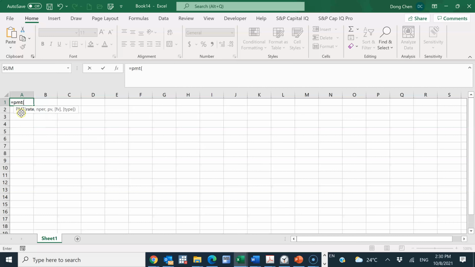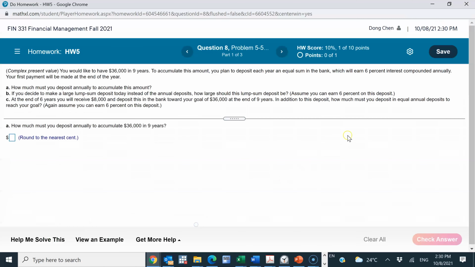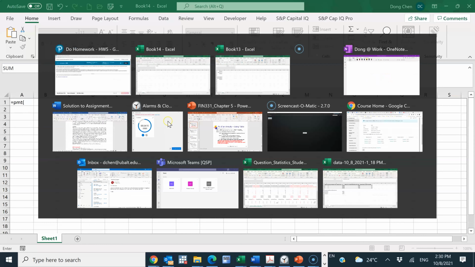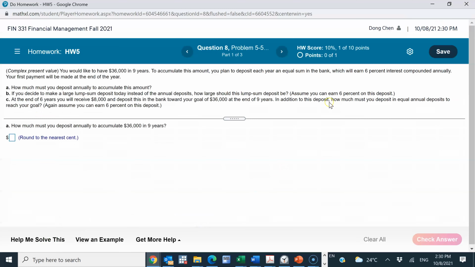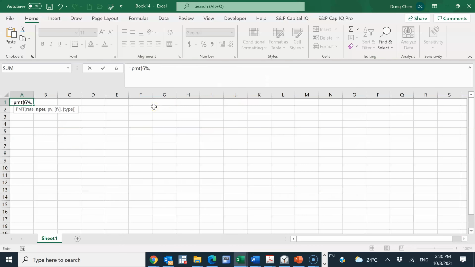And you can see there are many arguments here. The first one is the rate. That stands for the interest rate, right? The interest rate here is 6%, so we just put that in. And NPER stands for the number of annuity payments. In this case, it's 9 years, so 9 is the NPER.